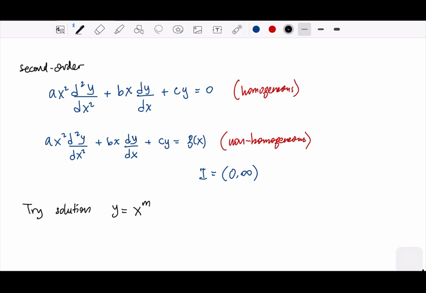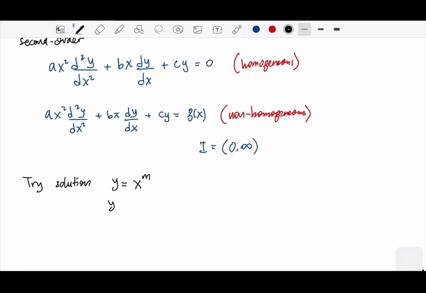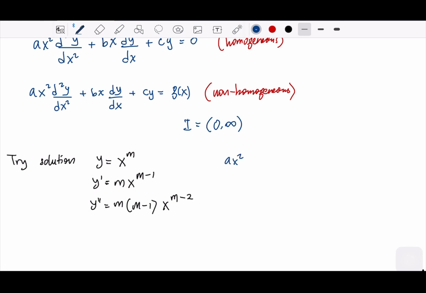So let's say we try to solve the second order. At least we are going to have the second derivative from here. So the first thing is derive. This will be m x to the m minus 1, and then y double prime will be m minus 1 times x to the m minus 2, right? So substitute, let me write again, this is ax squared y double prime, plus bx y prime, plus cy equal to g of x. So let's substitute. This will be m minus 1, plus bx, x to the m minus 1.